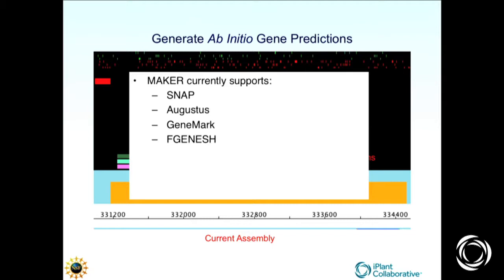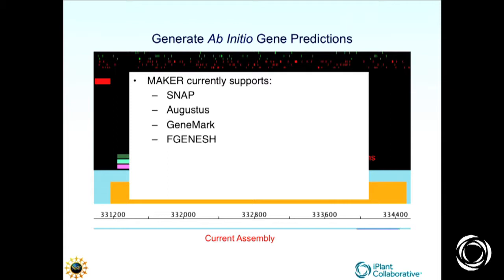It also works with FGenesH. FGenesH is an excellent ab initio gene predictor. However, it's proprietary, so you have to purchase a license in order to use it. And because of that, iPlant does not offer FGenesH, but we do offer SNAP and Augustus currently.